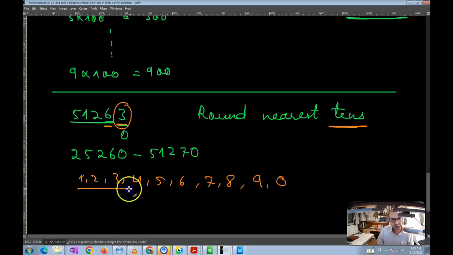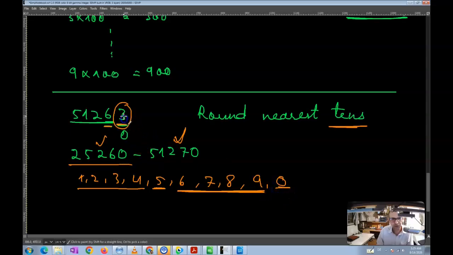If you go all the way up to 4, you're much closer to this number. If you have a 5 over here, you're exactly halfway between this number and this number. And if you go all the way through all these digits over here, you are much closer to this number over here, right?